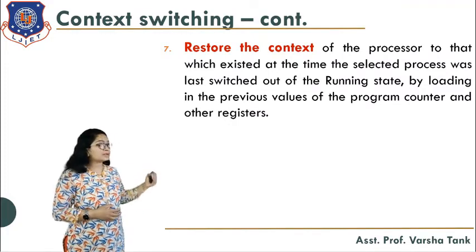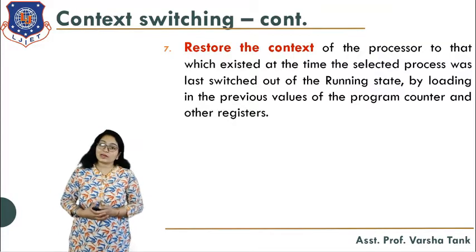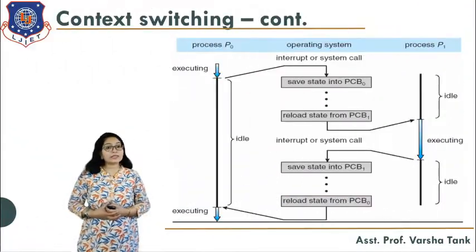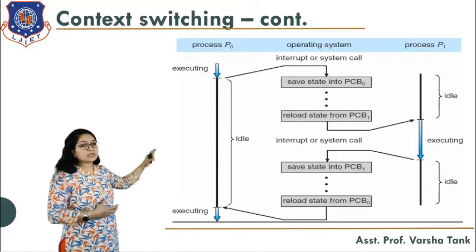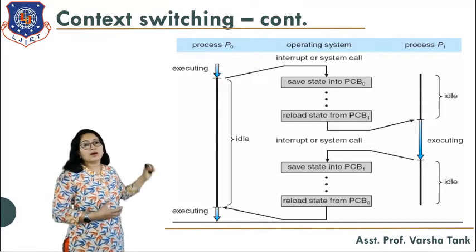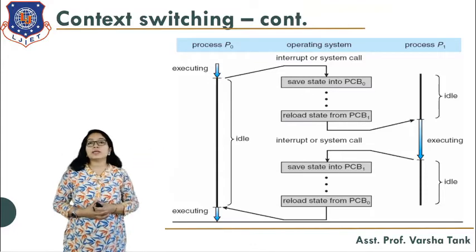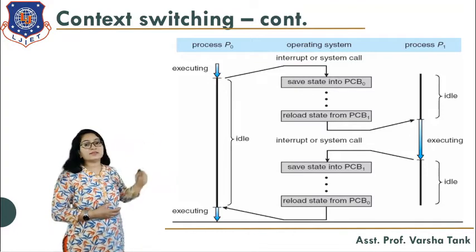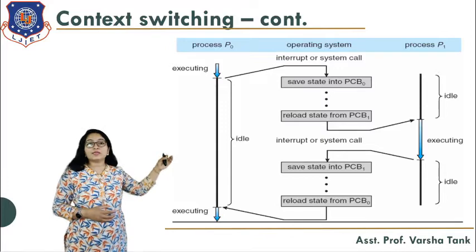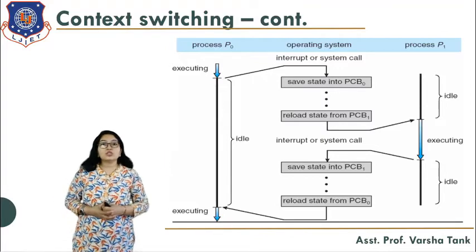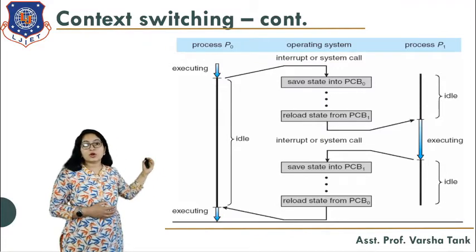Okay, so these are the steps followed when context switching occurs. Now let's see it in terms of a figure. Here you can see whatever we have discussed is defined in the figure. For example, process P0 is under execution and P1 is idle. If P0 is under execution, what will happen? An interrupt or system call occurs.